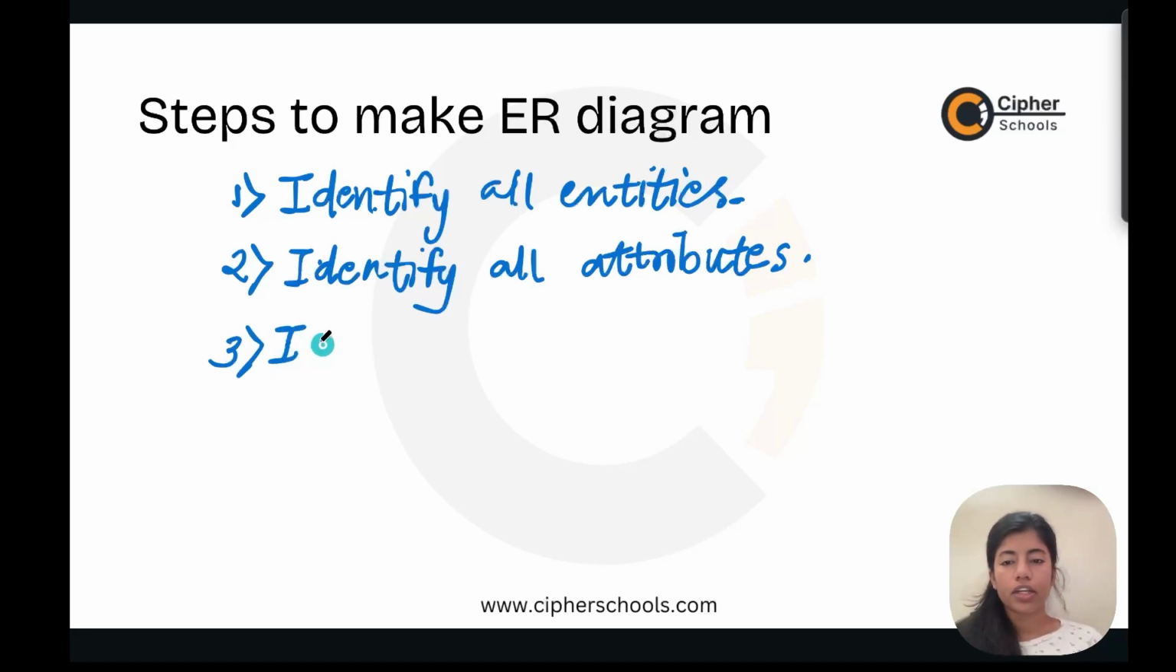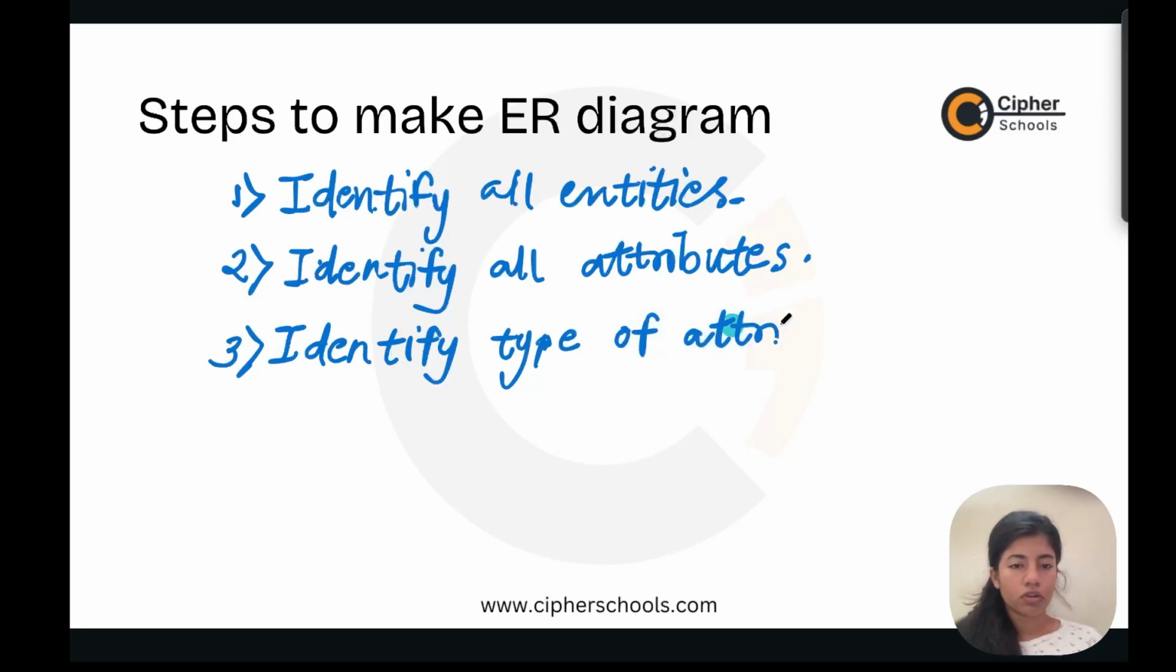So the next step I'm writing as identify type of attributes. Now, okay, you have entities, you have their attributes. So what's the next thing which comes to your mind? It's about association between entities, right? If there is a system, if there is a scenario, you have an idea of what are the things going to happen, how are the things going to interact with each other.